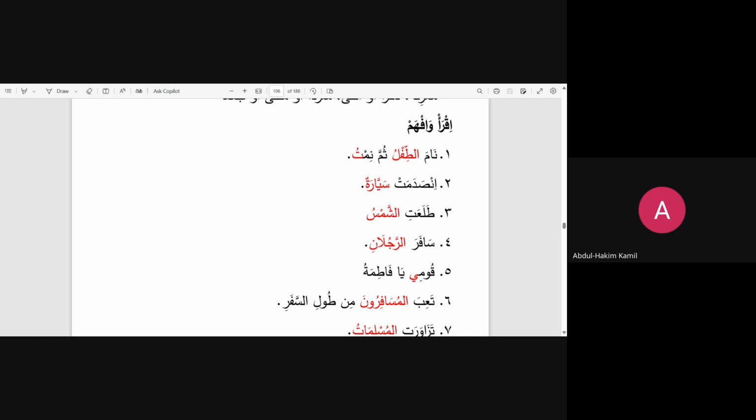A car crash. I made this one nakira. It could be nakira. In sadamat sayyaratun. Tayyib. Listen to this. Is this lazim or is it muta'addi? It's lazim. Okay. The car crashed.